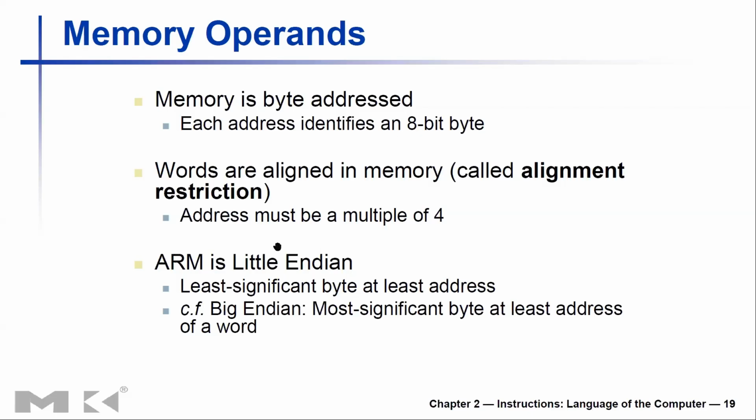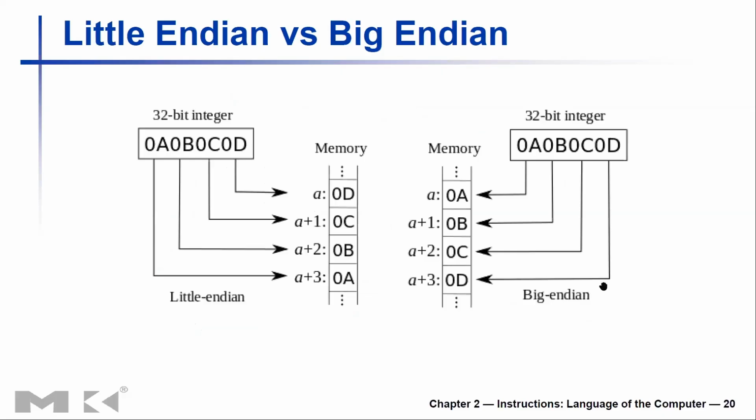And also with ARM, there's something called little endian. There are two concepts named little endian and big endian. This we look at in the next slide a bit in detail. So ARM, we call it little endian. In little endian notation, the least significant byte is stored at the least address, and in big endian notation, the most significant byte is stored at the least address of a word. This idea will be more clear with this diagram.